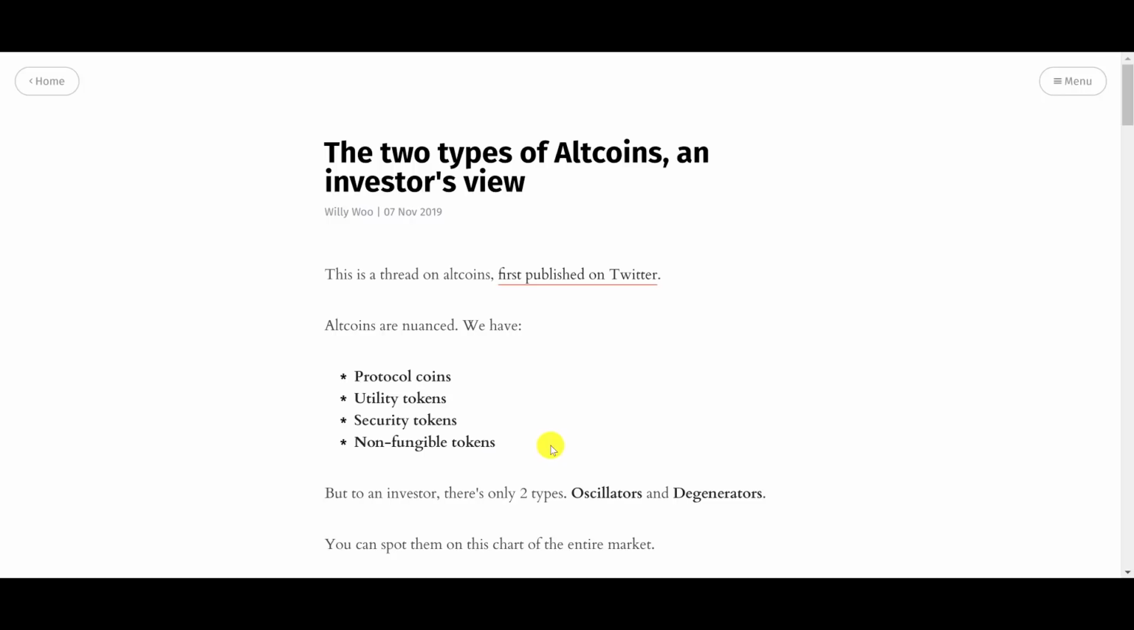Now, if you look at the entire altcoin marketscape, he likes to classify them as either being the type that oscillate in price versus Bitcoin or degenerate versus price in Bitcoin. And I think that's a pretty good way of classifying them. So what I wanted to do is briefly just show you what he means, and then we're going to dive into some charts because I think you're going to be pretty surprised at what we find.